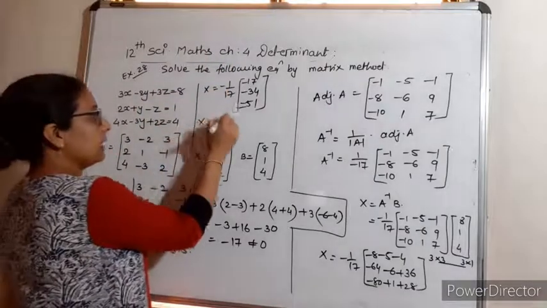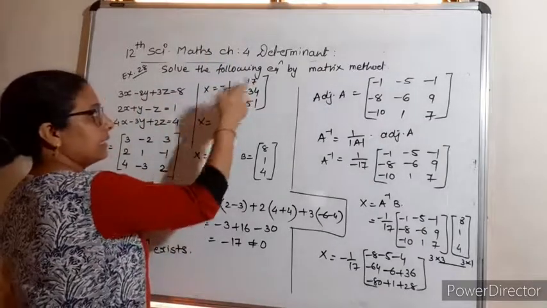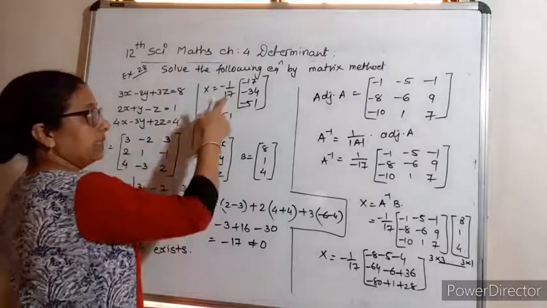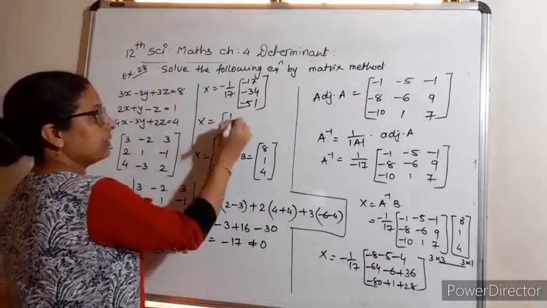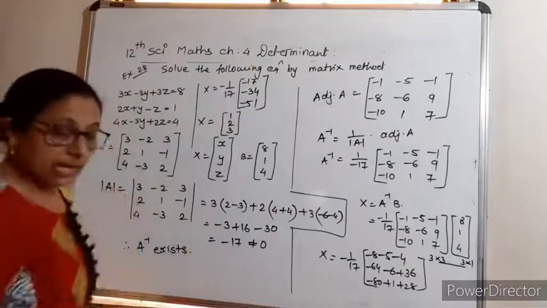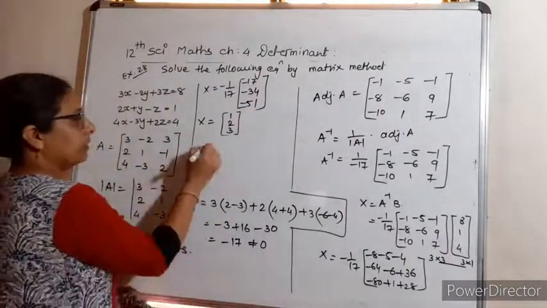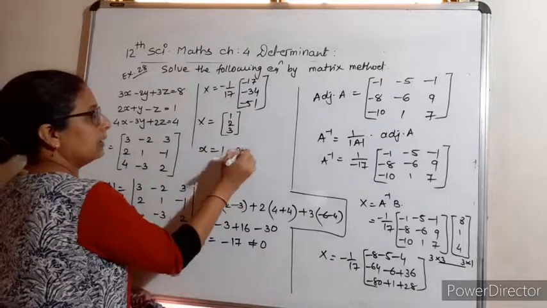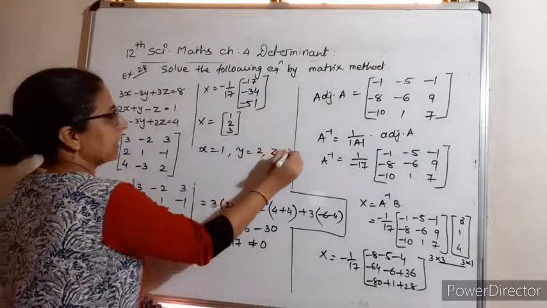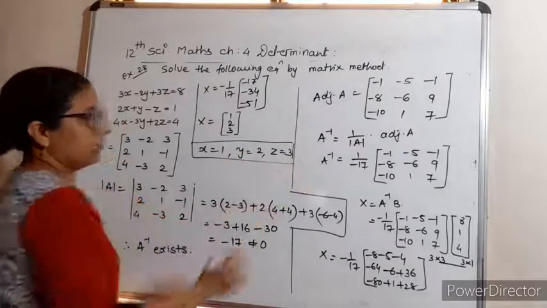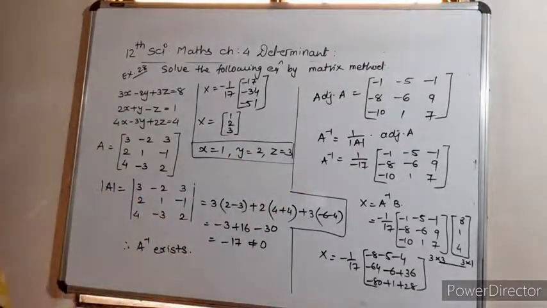So we will get 17 cut, minus minus plus. 17 2s and 17 3s. So we have that the right answer will be X equal to 1, Y is equal to 2 and Z is equal to 3 is our answer. You understand how to do it?